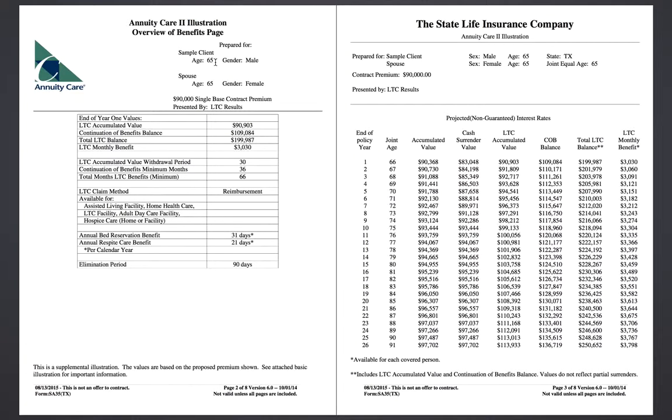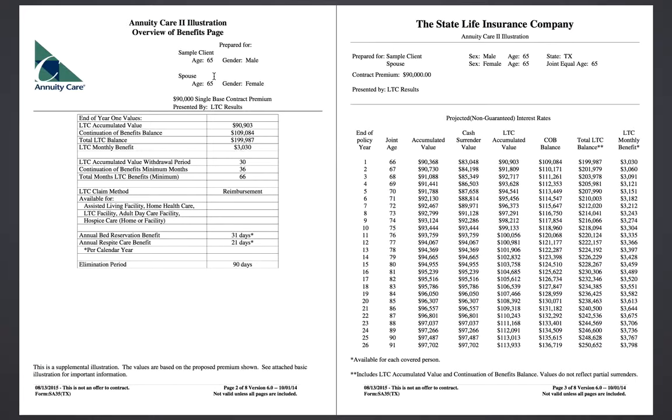And in this particular instance, we're looking at a couple, both age 65, and their joint equal age would also be 65. It's interesting to note that for a couple that's the exact same age, the product would work the same whether it was for a single person or a couple. It just would depend on who could take money out for long-term care benefits. In this case, either one of the people, the husband or wife, could take money out for long-term care benefits.